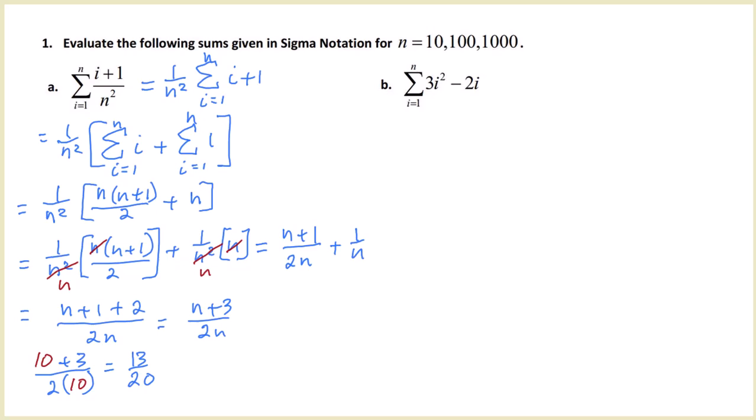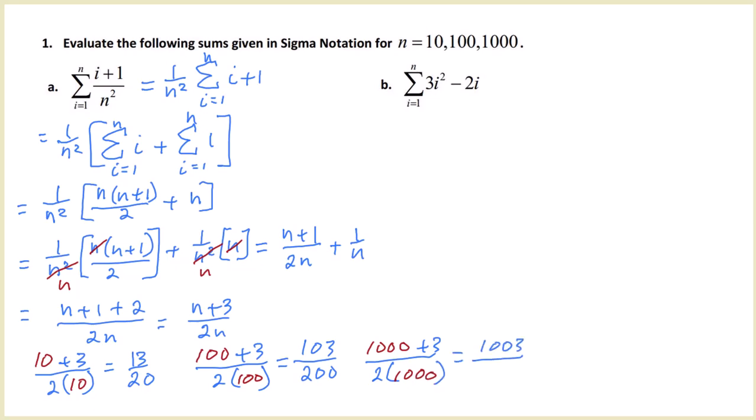I'm just plugging 10 into that last equation up there, the n plus 3 over 2n. And when I plug 100 in, I'm going to get something similar. And when I plug 1,000 in, I'm getting that. Okay, we good?